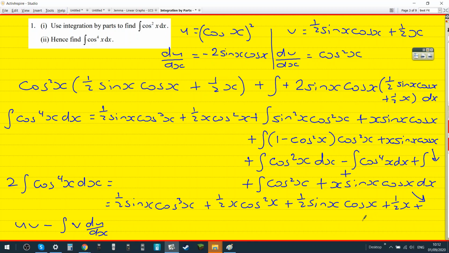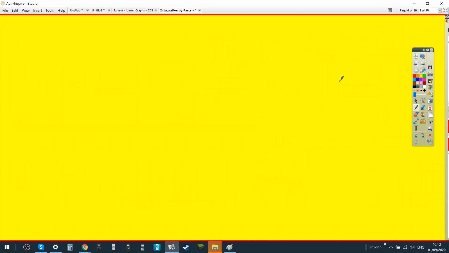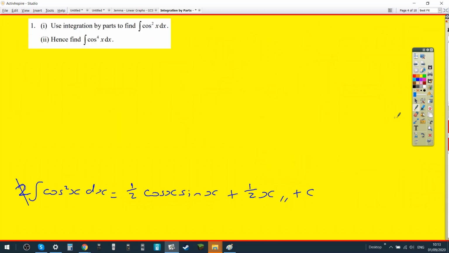Does anything simplify? No, it doesn't. We could factorize. Maybe we shouldn't, but just so it'll fit on the page. So basically, we just have to integrate that little bit at the end, if that's possible. Which I don't know how to do. But let's see. So it's a half sine x cos x.